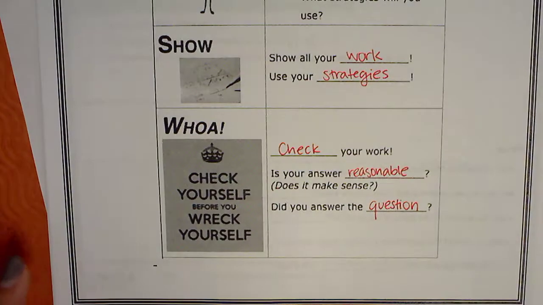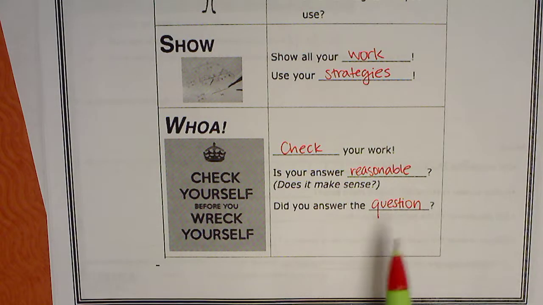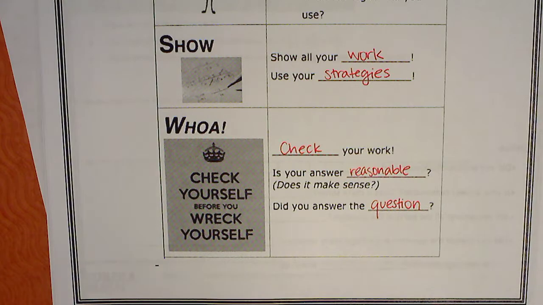Lastly, the WOAH part is to check your work and think about, does it make sense? Is your answer reasonable? If I'm talking about how far is it from here to my friend's house, does it make sense for my answer to be 5,000 miles? I don't know if that really makes sense. Maybe 5 miles is a more realistic answer. Maybe I need to go back and check my steps to make sure that I did everything correctly.